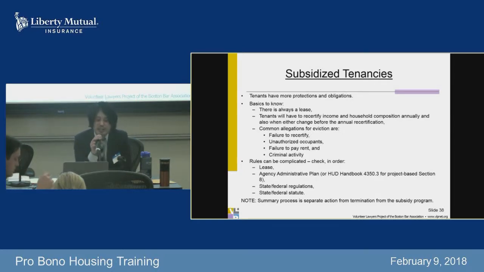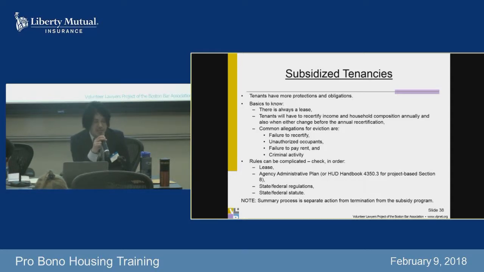Okay, so at the clinic, common allegations for evictions in subsidized tenancies are failure to recertify. Again, that's really, really important. That the tenants recertify annually and also do the interim recertifications. And tenants often either forget to do that or they give incorrect information, and so it's a very common allegation that we see at the clinic that they did not do this correctly.